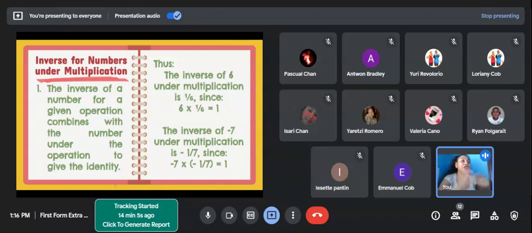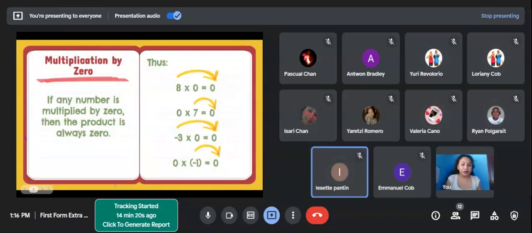So we talked about 4 things. Are those 4 things clear to everyone? Are they clear before I move on? Yes, Miss.